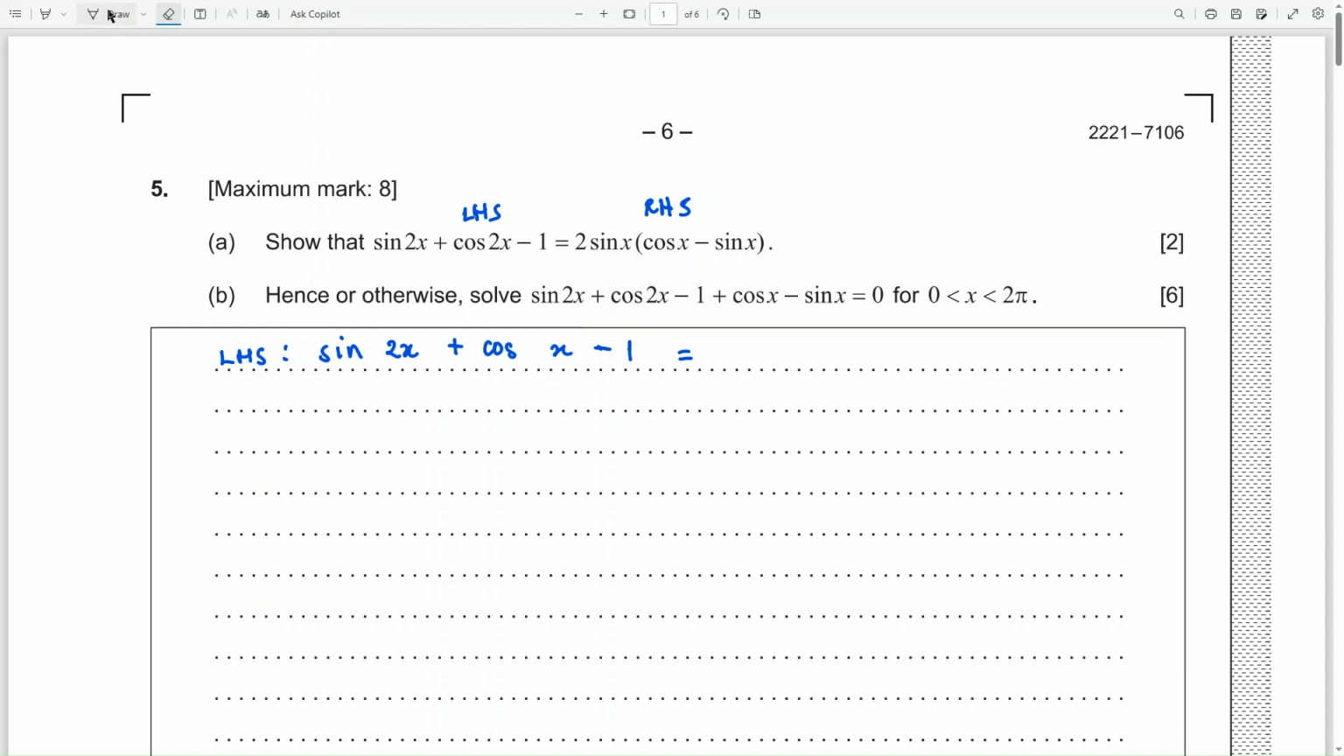So for you to know which variation of the double angle identities to use, it might be helpful to start off by expanding what you want the end result to look like. If you multiply 2 sine x, you get 2 sine x cos x, and then minus 2 sine squared x. So you can see that whatever double angle identities you end up using, they at least need to look like that expansion that we just did.